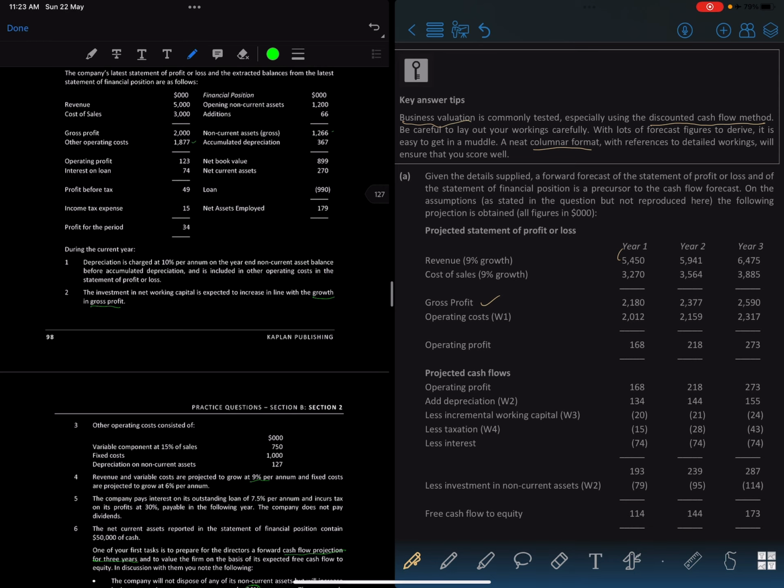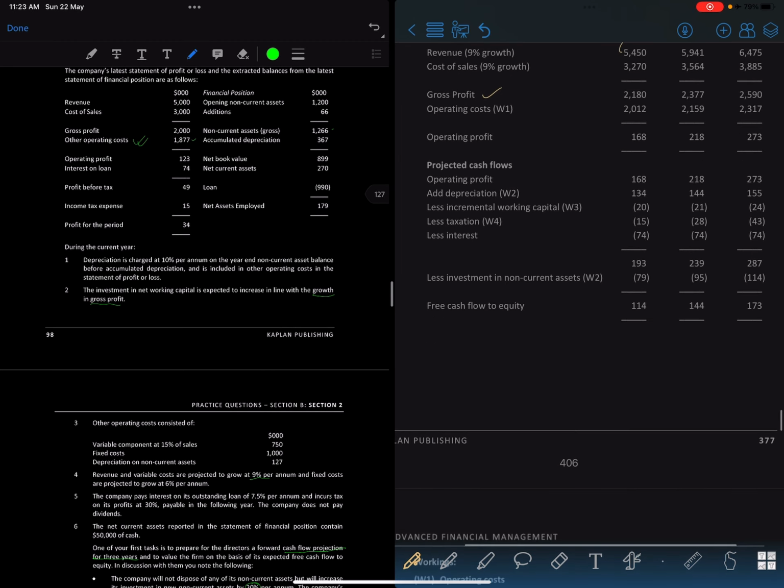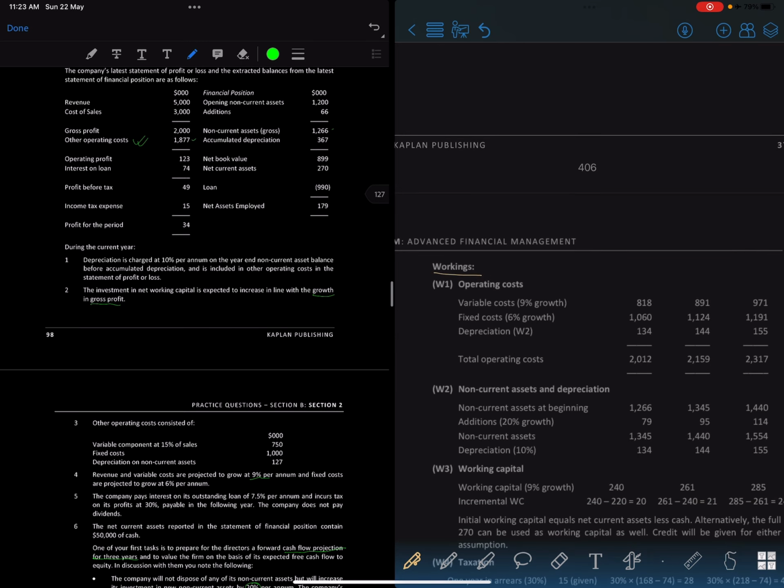Another thing I wanted to look at was the operating cost, where we need to do some working. In working note 1, the operating cost has a variable cost component, which is basically 15%. The variable cost is going to grow by 9%, so 750 times 1.09, so 818. Fixed cost is going to grow at 6%.